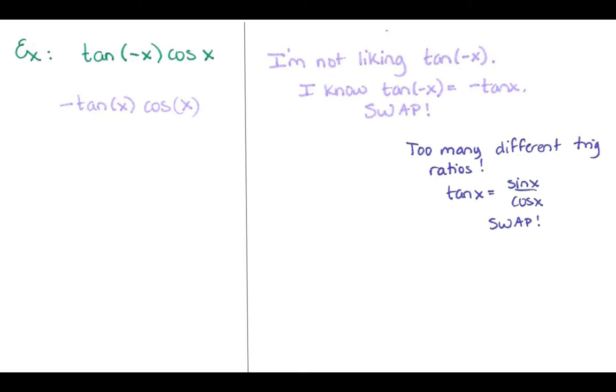Now, I'm looking at it and I'm thinking there are too many trig ratios in this problem. We have tangent and cosine, that's too many. So again, I scope my properties page, I go through my brain and I remember, oh, tangent is sine over cosine. So I'm going to go ahead and change tangent to sine over cosine. So here's my swap. So I have negative sine over cosine times cosine.